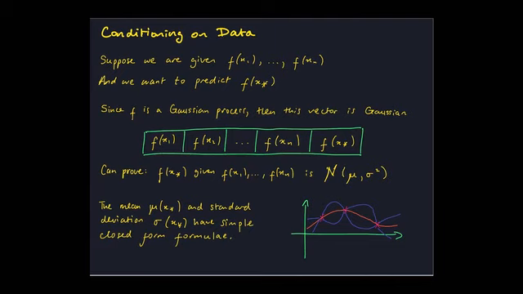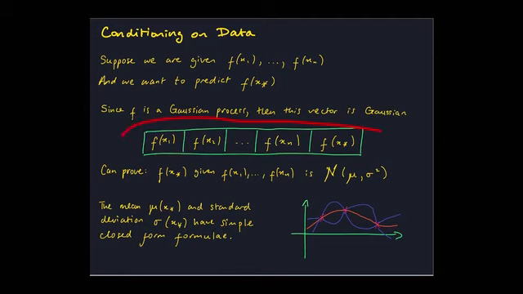And roughly the idea is that if you're given inputs x1 to xn, and you know the function values f of x1 up to f of xn, so that's your input data, the inputs and the function values, we want to predict f of x star, where x star is a new test point, a new test input. That's what we want to predict.